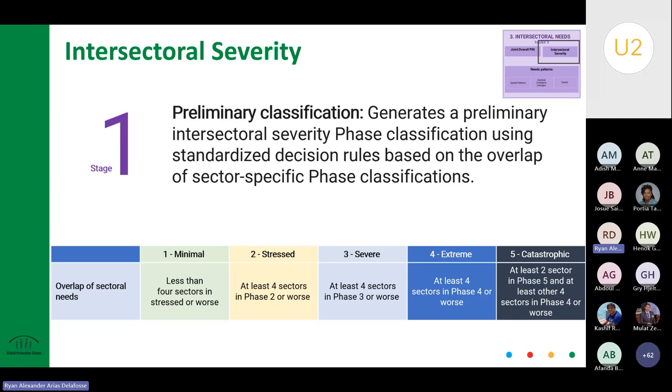Similar for phase 4, you need at least 4 sectors in phase 4 or worse. And this is going to give you that initial piece. This is very helpful. Let's say you're working in a country, you have agreed that your scope is at admin level 2 and you have 150 admin level 2 areas to go through. There is no way that you can go one by one through 150 in a group with all sectors present and agree upon individual severities. So this is to give you that initial calculation to help the process.